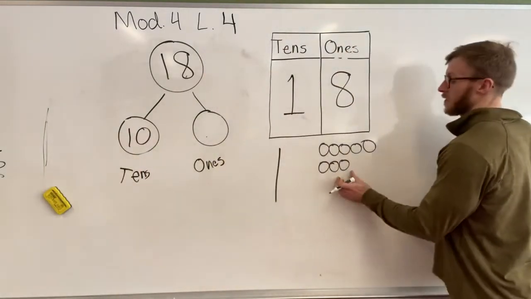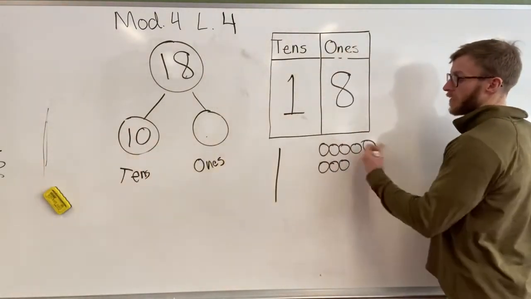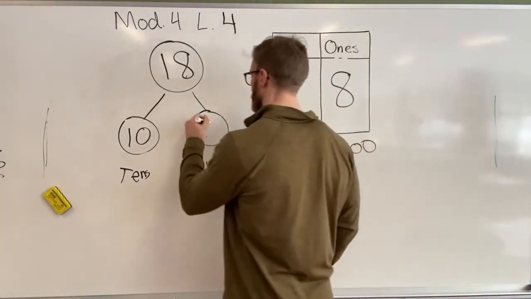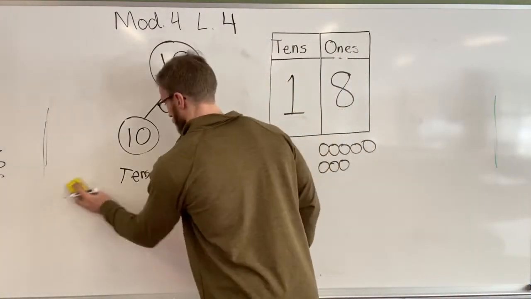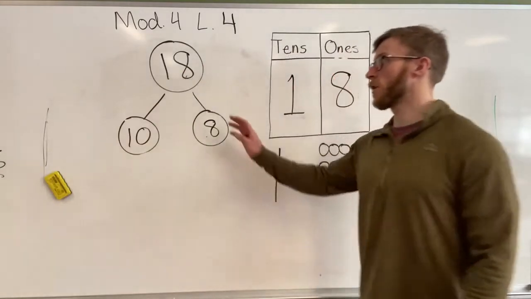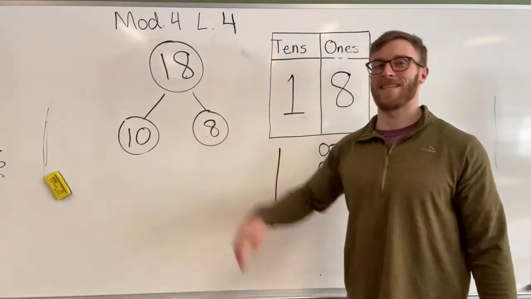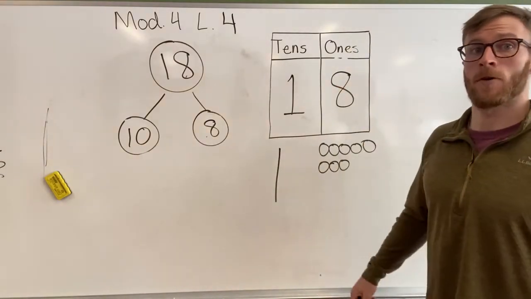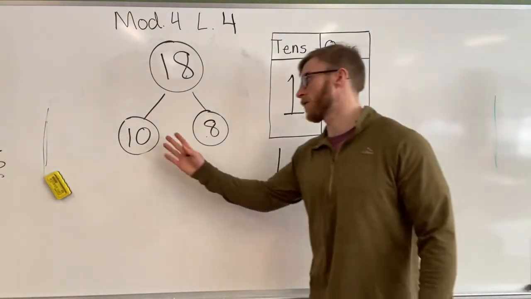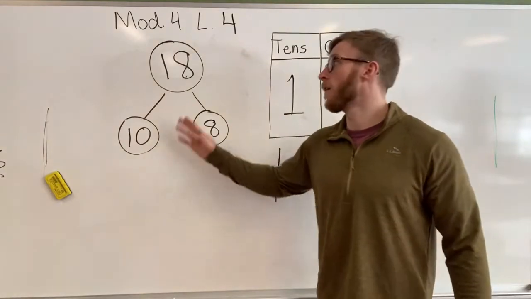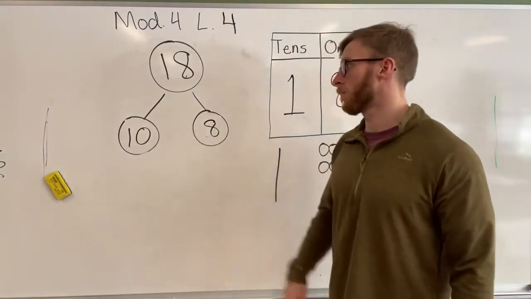And then over here, this is the easy part. There's 8. We just write 8. Okay? So there's our number bond. We have 10 and 8 make 18. Now let's think about our number sentences. What is the first and very easy number sentence we can get from this number bond? Part plus part.